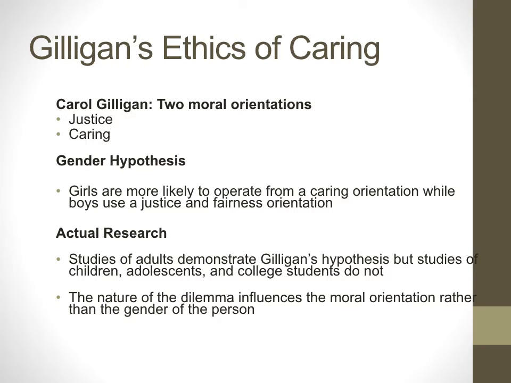Lastly, before we wrap up this lecture, let me introduce you to Carol Gilligan. She was a researcher who was dissatisfied with Kohlberg's emphasis on justice and fairness as defining elements of moral development. For her, moral development has two orientations. The first is justice, which Kohlberg focuses on, and the other is a more caring orientation.